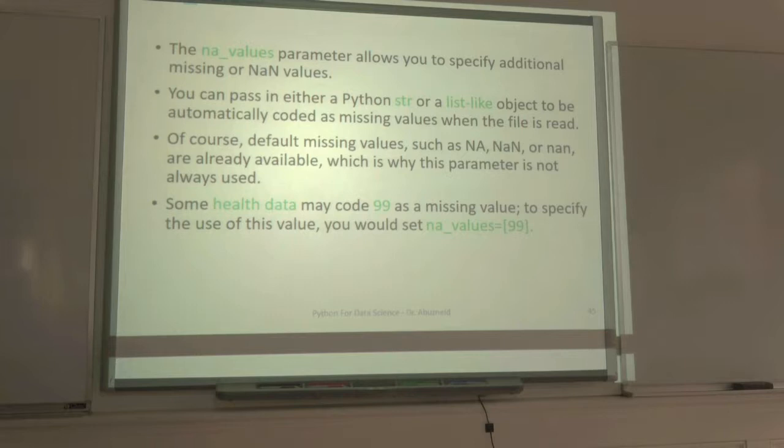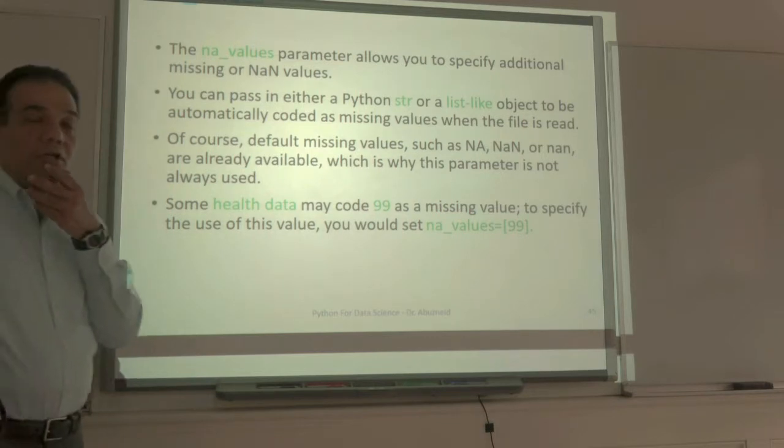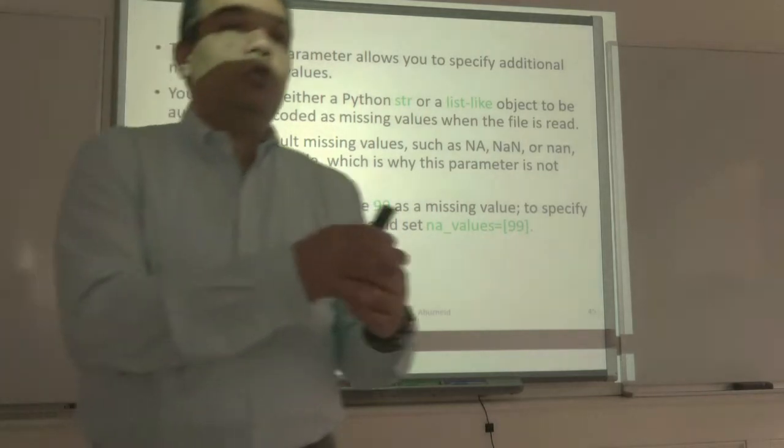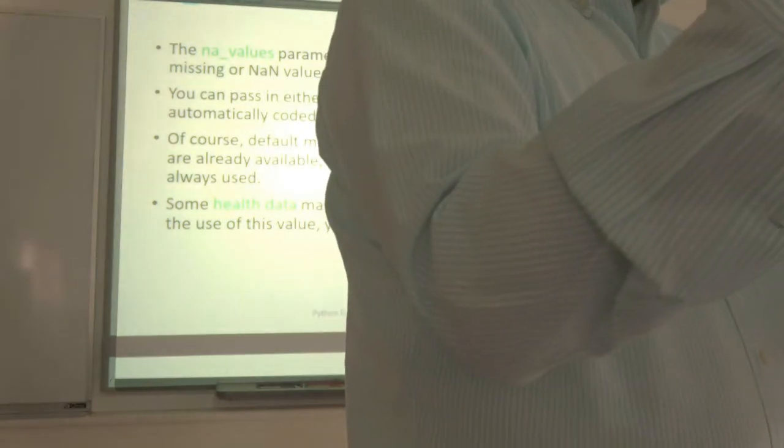So the first one, the na_values parameter, allows you to specify additional missing NaN values. You can pass in either a Python string or a string-like object to be automatically coded as missing values when the file is read. So when there's a missing value, substitute it with this string or with this value. All right, you could control that.